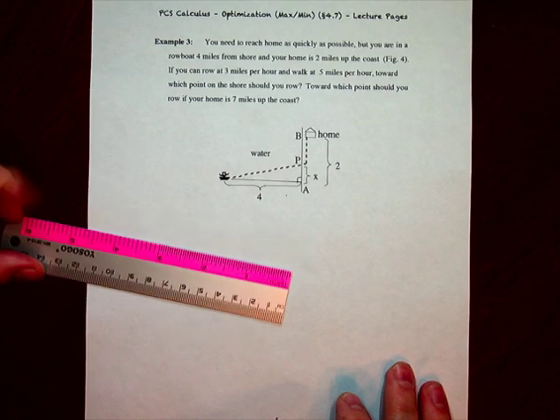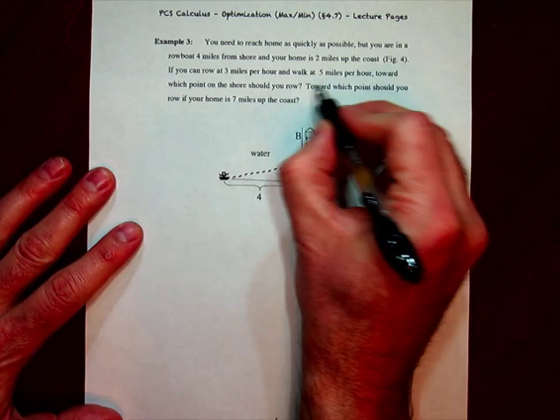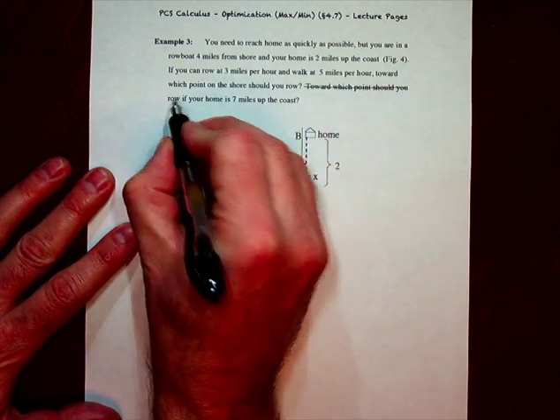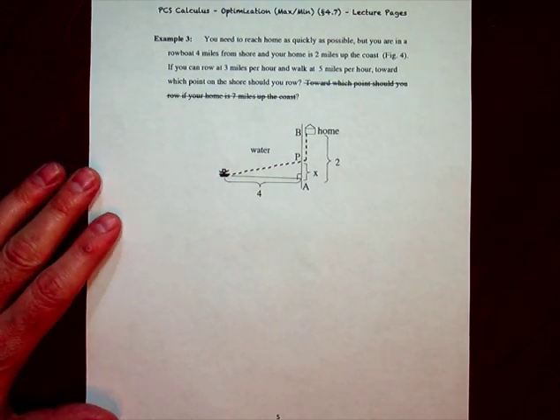You are 4 miles from shore, and your home is 2 miles up the coast. If you can row at 3 miles per hour and walk at 5 miles per hour, toward which point on the shore should you row? Toward which point should you row if your home is 7 miles up the coast? Well, let's go ahead and ignore this second question right here. Let's just focus on that first one, okay?